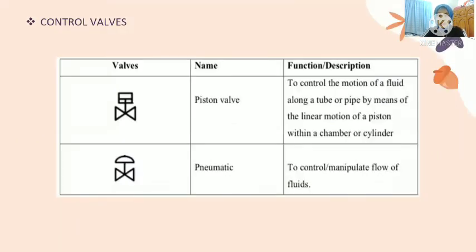Next is the control valve. There are 2 control valves. The first one is the piston valve, which is to control the motion of a fluid along a tube or pipe. Second is the pneumatic valve, which is to control or manipulate the flow of fluids.